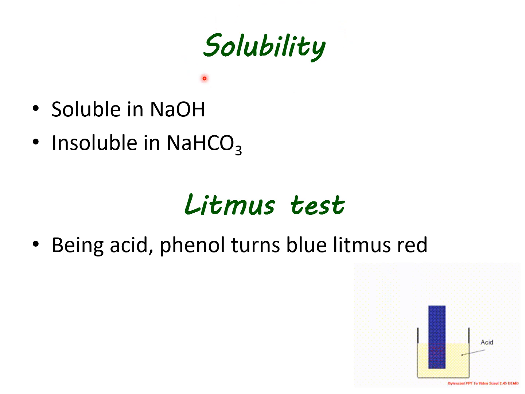The simplest one is the solubility, as we have already talked about it. Phenols are weak acids. Because they are weak acids, they will not dissolve in weaker bases, but they will dissolve in stronger bases like NaOH and KOH. And because of acidity, they will turn blue litmus into red color.